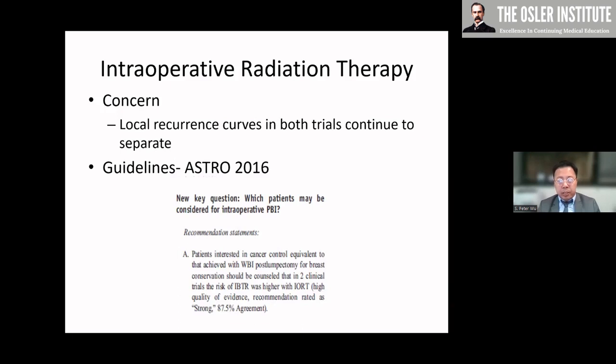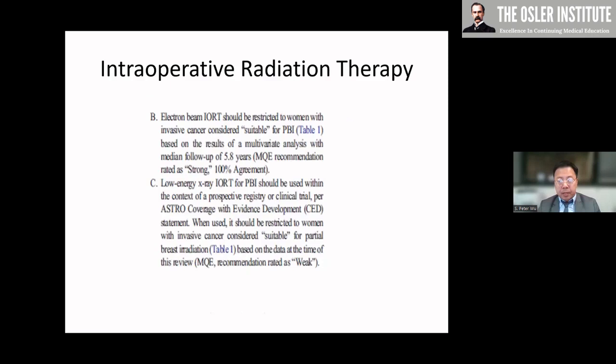And so ASTRO in 2016 came out with important guidelines answering the question, which patients are considered okay for intraoperative PBI? Number one, they must be suitable, very much so, for partial breast radiation. Don't do this in conditionally suitable patients, or certainly not unsuitable patients. The electron beam IORT should be restricted to patients who are suitable, and the low energy X-ray IORT should really be used in the context of a study. You really have to think about why you're doing this, and if there are any ways of improving that type of therapy.